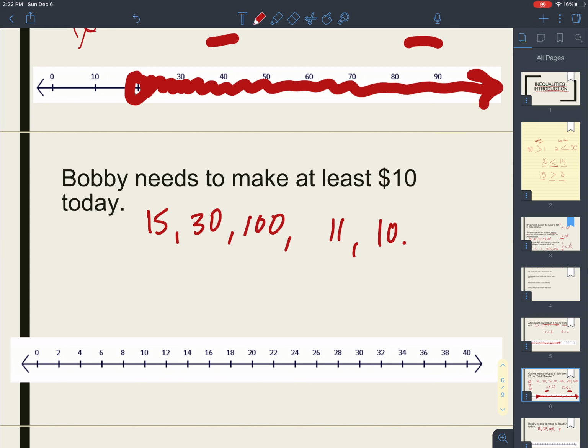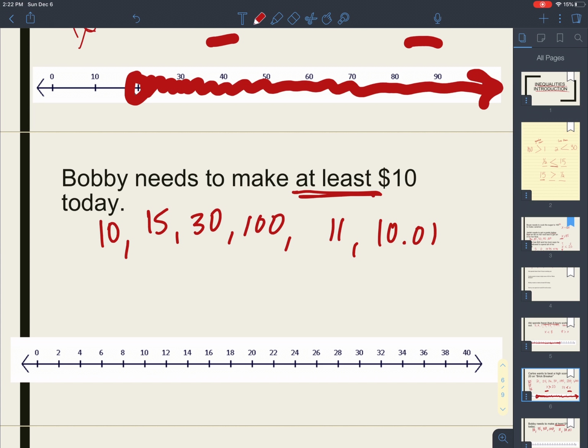He could make $10.01. But he needs to make at least 10. So when we say we need at least 10, we are also including 10. 10 would also work here. So at least 10 means $10 and up.